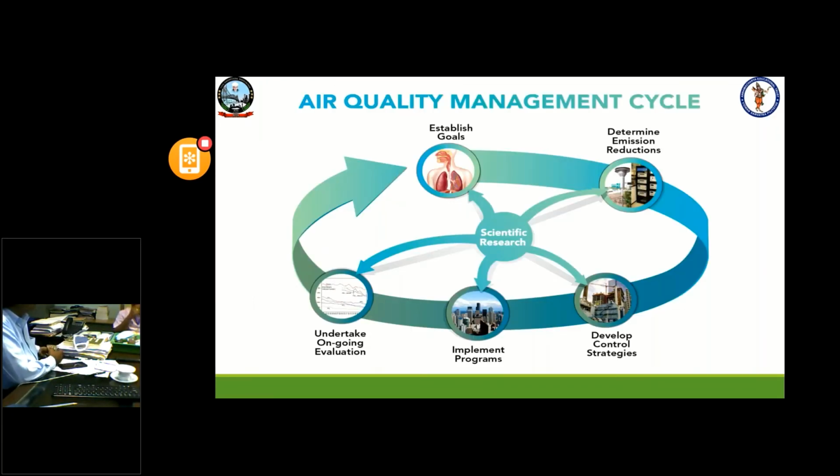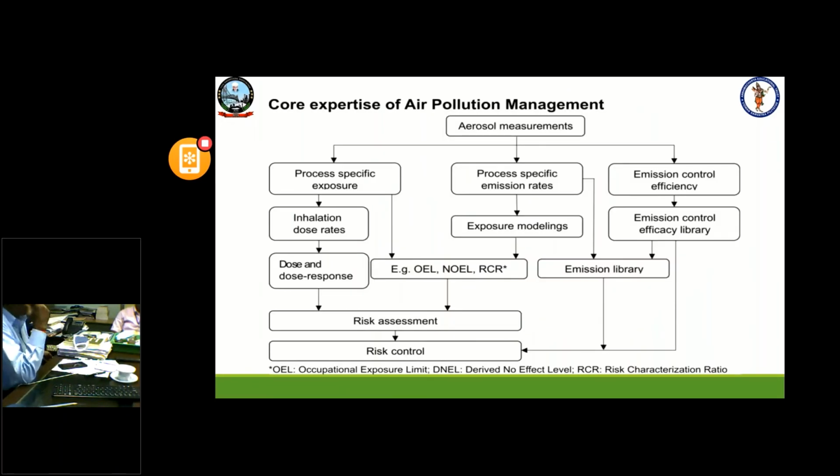One more pollution is the air quality management cycle. Air pollution is the main problem in developed countries. How can we manage this air pollution? We can have emission reductions, develop control strategies, scientific research, implement programs, undertake ongoing evaluation, and finally establish the goals. It is a continuous cycle. So these are the core expertise of air pollution management.